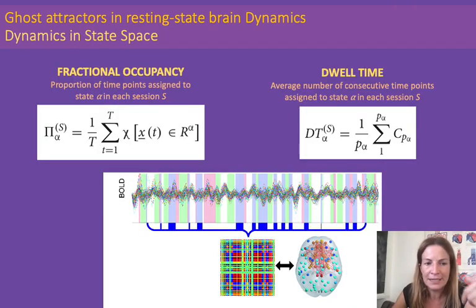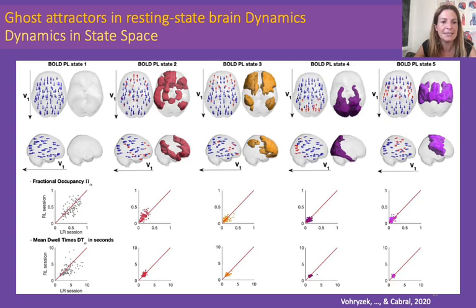And then we calculate things like the fractional occupancy, which, as I said before, is the probability of a given pattern to occur over time, and the dwell time, how many consecutive time points are assigned to a given state. And when we compare this, we found that there is reliability. The same 100 subjects were scanned twice. And here, for example, for the fractional occupancy, on the y-axis is the first session, and on the x-axis is the second session.